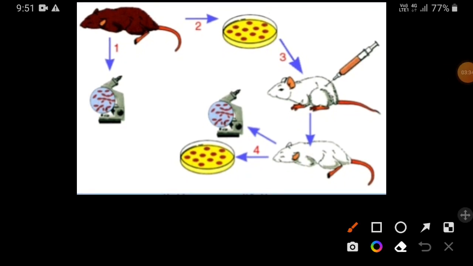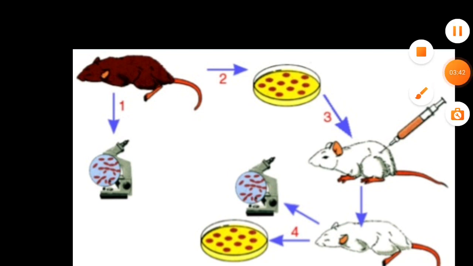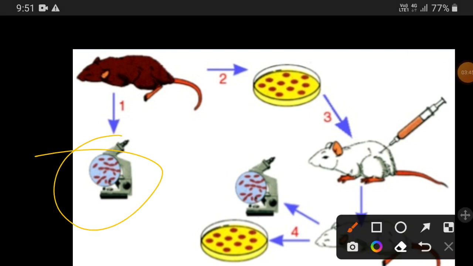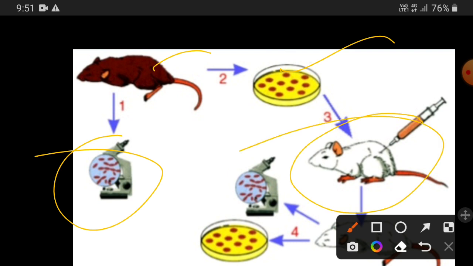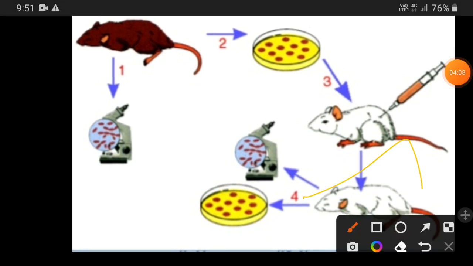Now, the first postulate: the causative agent must be present in every case of disease. As you can see, scientists find the causative agent with the help of a microscope, right? This causative agent can be isolated from the diseased animal and grown in pure culture, as you can see. And then that causative agent can be reproduced in a healthy animal by simply inoculating a portion of the pure culture into the healthy animal. As a result the healthy animal becomes diseased, and we can re-isolate the pathogen from it.